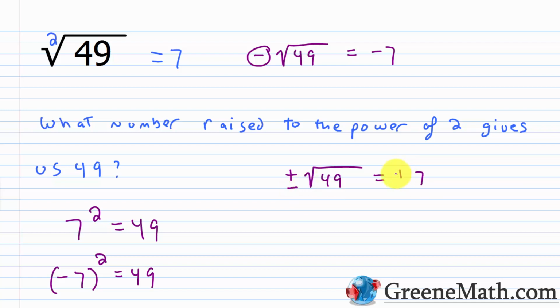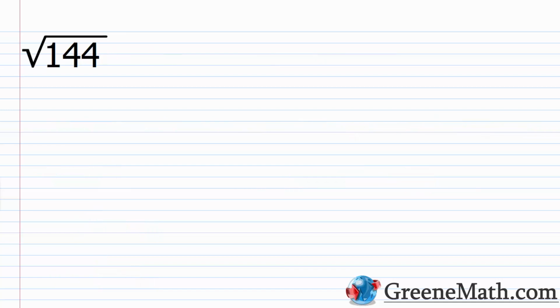So I'm going to write this as plus or minus 7. Okay, so very, very compact notation there, and something we're going to use throughout the course. So what if I got something like the square root of 144, and I wanted to figure out what that was without using a calculator?